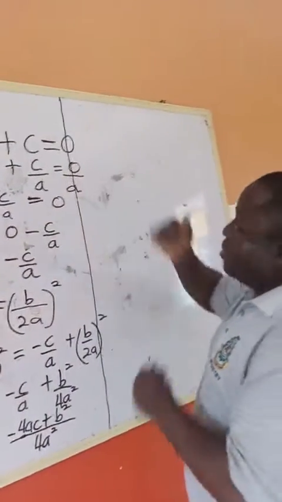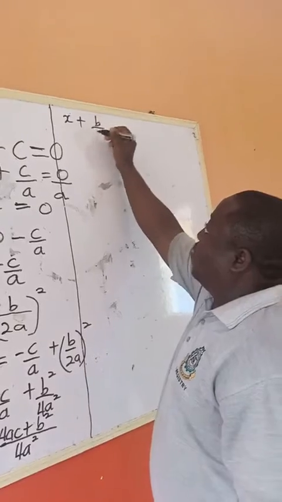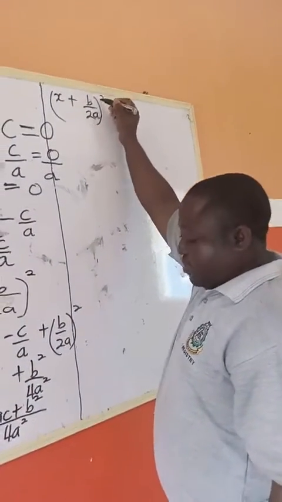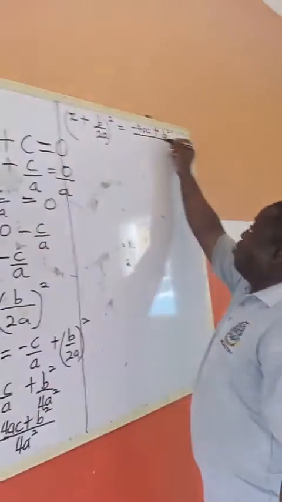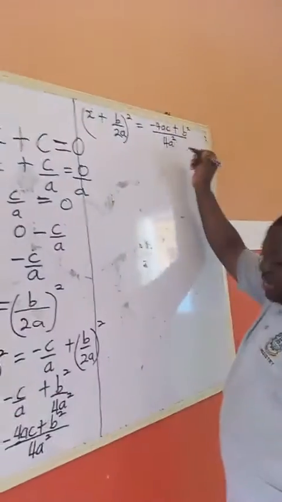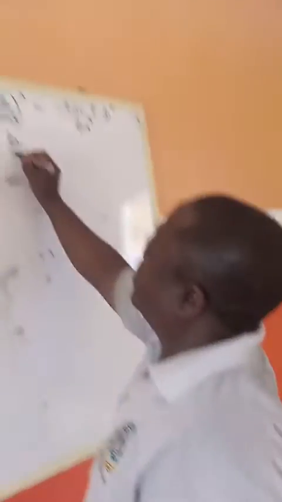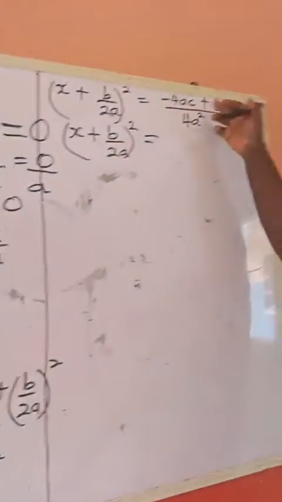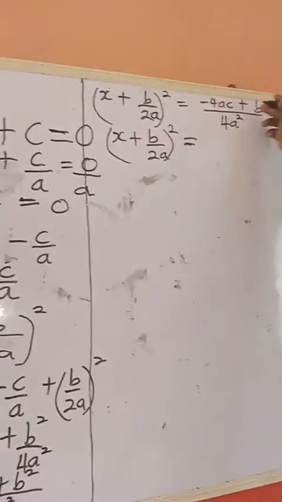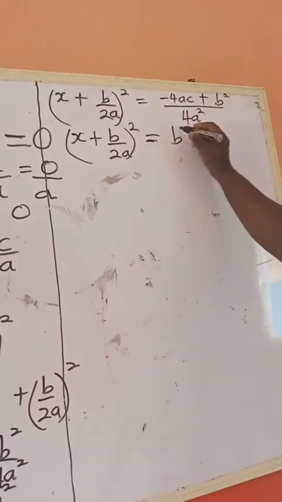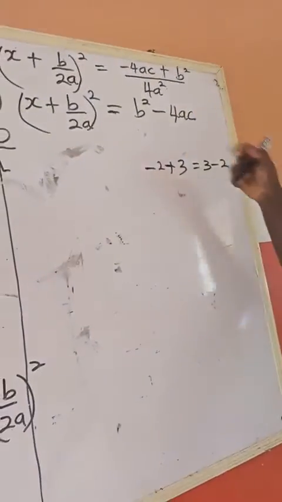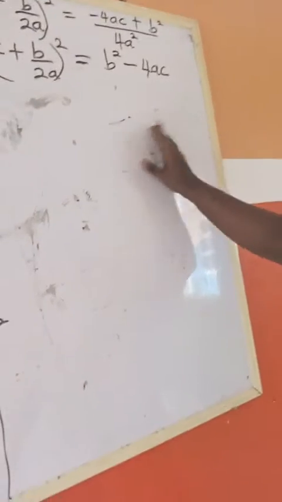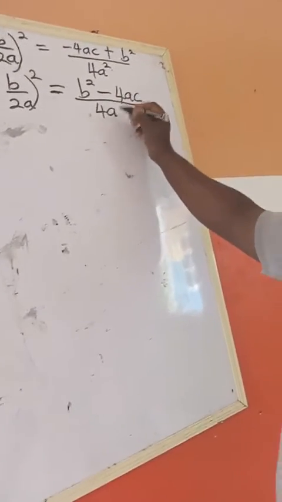Then this becomes x plus b over 2a all squared is equal to minus 4ac plus b squared all over 4a squared. Now we want to rewrite this expression. We want this plus to come first. So this can be rewritten as b squared minus 4ac, just like, say, minus 2 plus 3, we can rewrite it as 3 minus 2. So that's what we have done here. So b squared minus 4ac all over 4a squared.